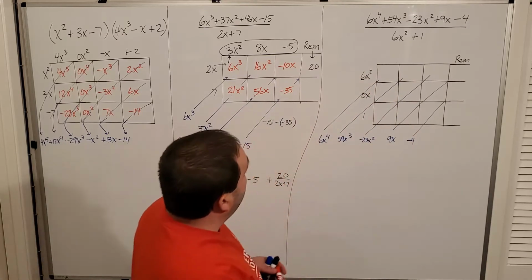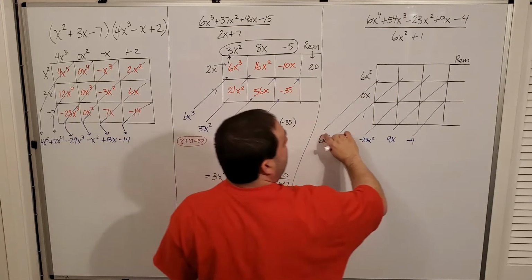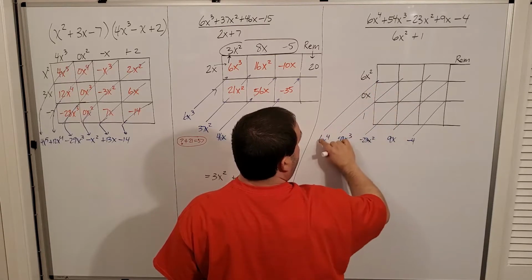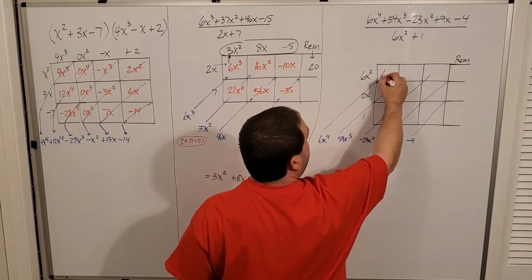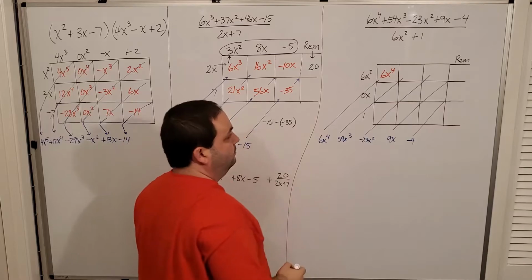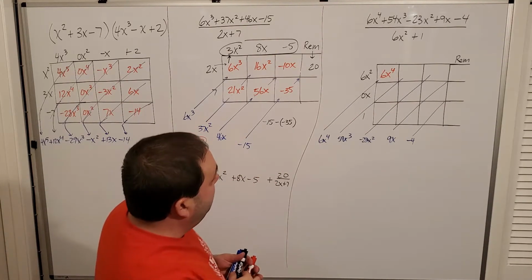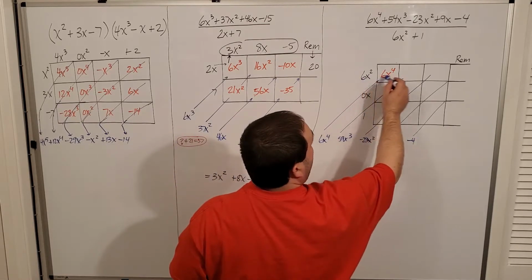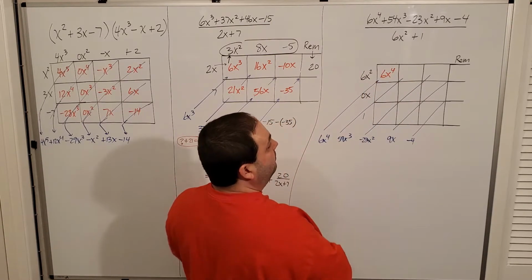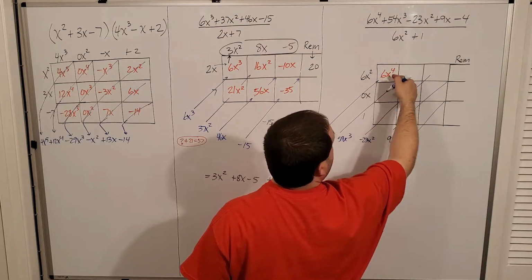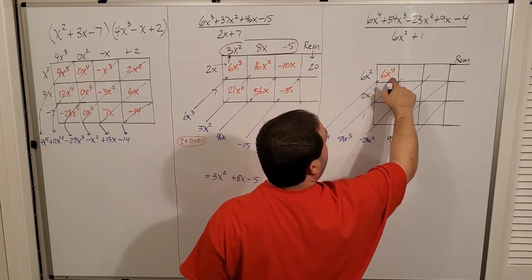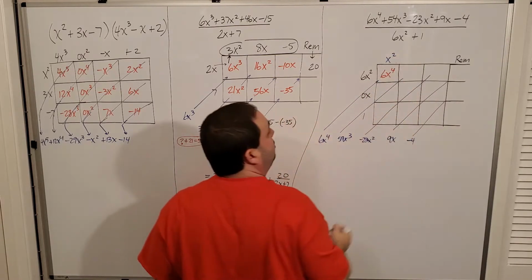Well, I know from this top diagonal, this is always the way that it's going to start, right? It only has 1 block. So 6x to the 4th, right? Then you have to ask yourself, what times 6x squared gives me 6x to the 4th? Well, 6 times 1 is 6, right? And then I have 2, I got to get the 4. So it's got to be just x squared.